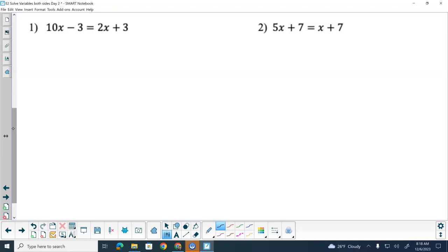Subtract 10x on both sides? Okay, that's one option. We could subtract 10x on both sides, right? Another option is we could add 3 to both sides. Another option is we could subtract 2x from both sides. And another option is we could subtract 3 from both sides, right? So we got 4 options, and I don't care which option you choose. It doesn't matter to me which option you choose. The only thing that's going to be different is if you choose to subtract 10x from both sides, and you choose to subtract 3 from both sides, your next step is going to look different. But you're on the same path to get there.